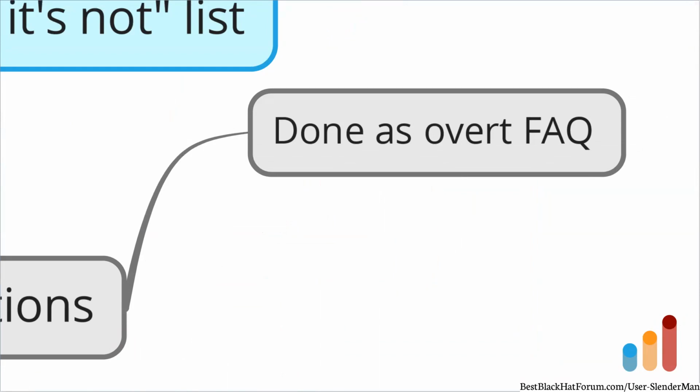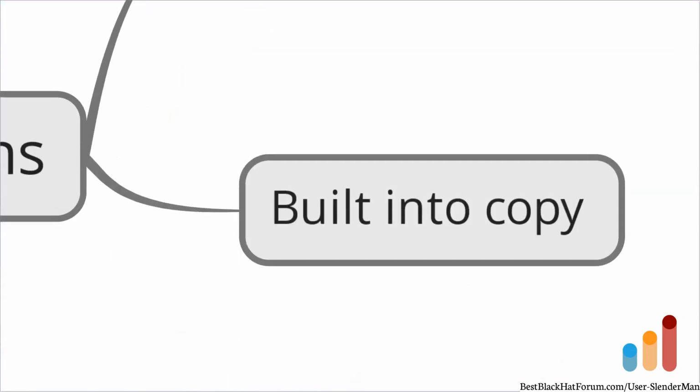And so things like that may work well as an overt frequently asked questions section, but really good salespeople actually build objections into the copy. And so if you are looking to address objections in your copy, what you want to do is consider what those objections are and see if you can head them off as early as possible in the process.